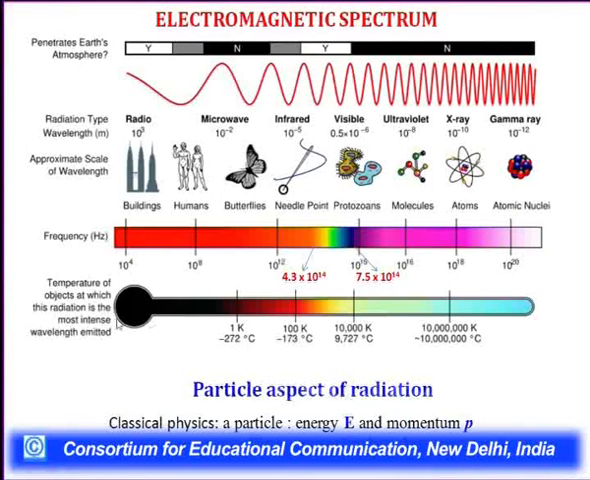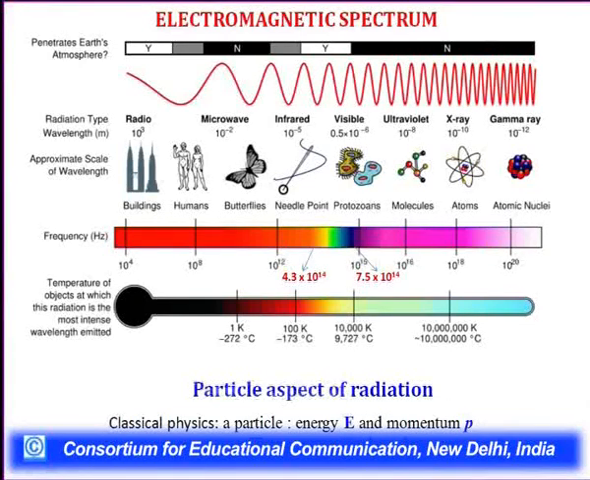In a similar manner, we define the temperature of the object at which this radiation is the most intense wavelength emitted. This spectrum defines the different wavelengths and frequencies of the radiation emitted. Particle aspect of the radiation.